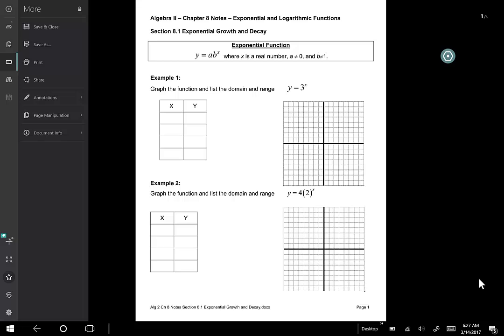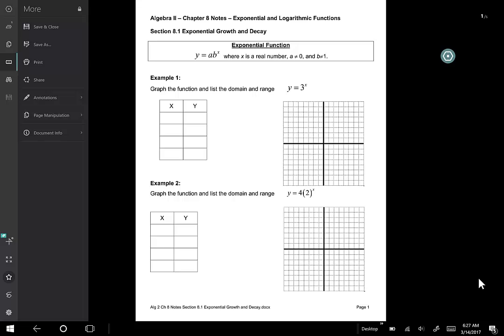The lesson today is going to be talking in section 8.1 as we begin chapter 8 about exponential and logarithmic functions. Our goal today is to focus on exponential growth and decay, what the graphs look like, and how to derive a graph in a couple different ways.